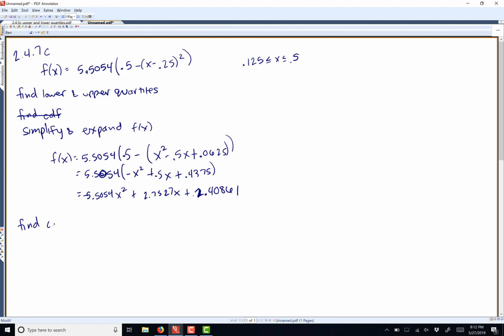Now, let's find the CDF. Now, at this point, I highly suggest using calculators. The things on the exams will not be this hard to integrate. So use Wolfram Alpha, use your calculator, do something that's slightly easier than trying to do all of this by hand. But we can do it by hand. So we need to take the integral now from 0.125 up to x of this negative 5.5054x squared plus 2.7527x plus 2.40861 dx.